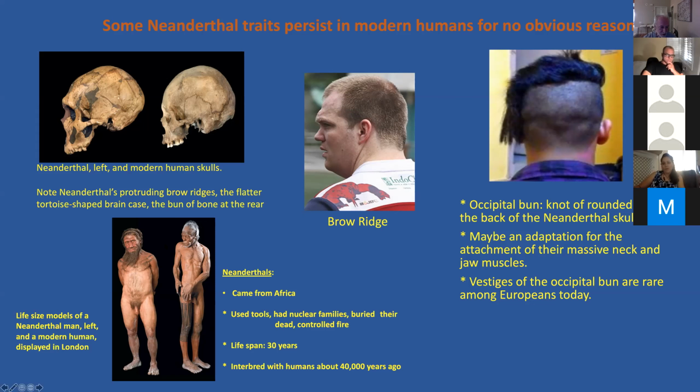I thought this was interesting, these life-size models of Neanderthal and modern human. Neanderthals, just to summarize, they came from Africa. They used tools, they had nuclear families, they buried their dead, they controlled fire. They had an average lifespan of about 30 years, and they interbred with humans 40 to 50,000 years ago.